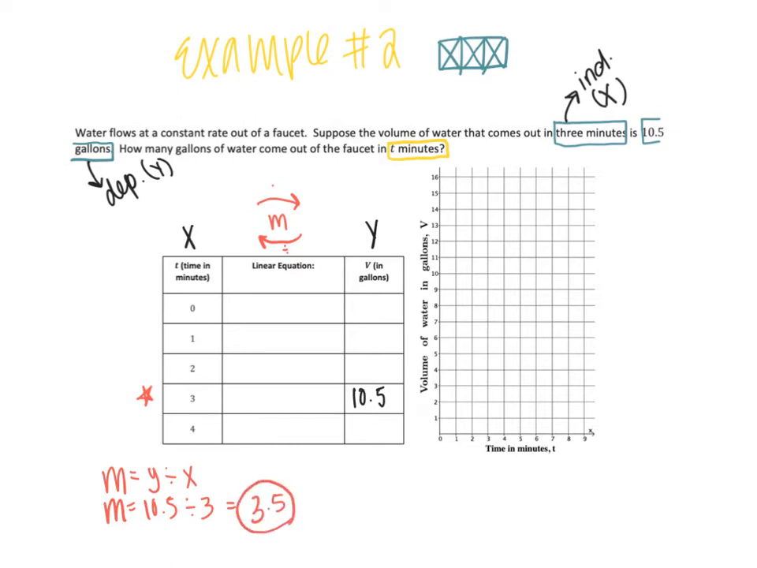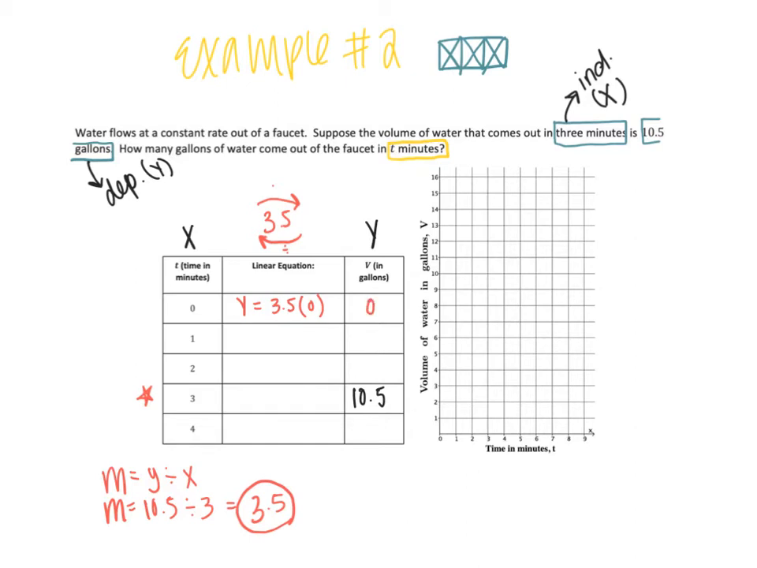So this is my slope, this is my constant, and I'm going to use this for every row of my table, right? And I'm just going to put it in here so that you can see it. So if I want to go from x to y, I just need to be multiplying by 3.5. So for the number 0, to get y, I'm going to do y equals 3.5 times x. In this case, it's 3.5 times 0. So in 0 minutes, how many gallons flow out of this faucet? Well, anything times 0 is 0, so 0.